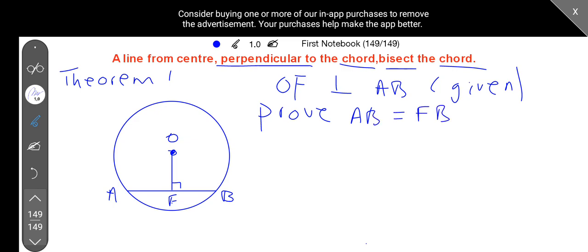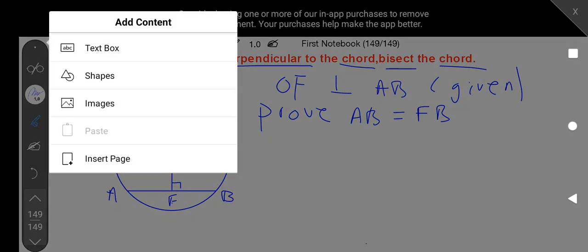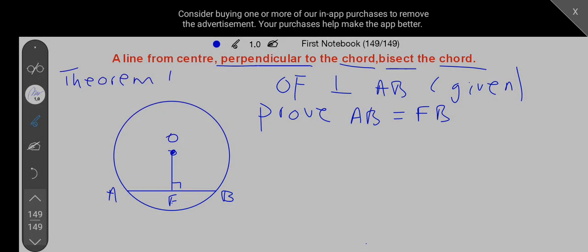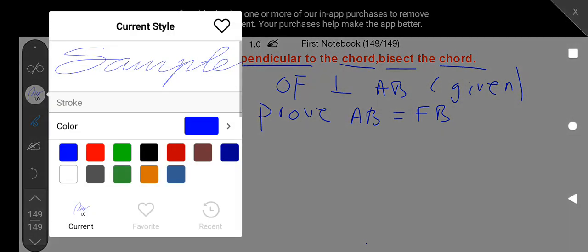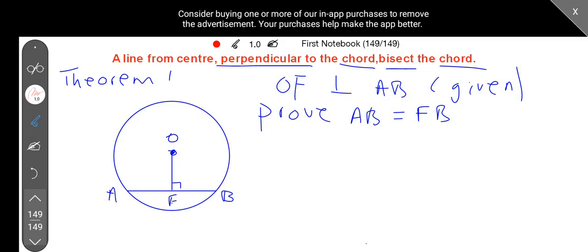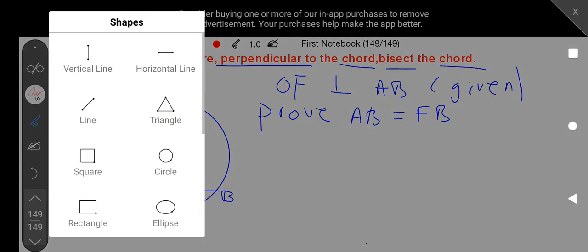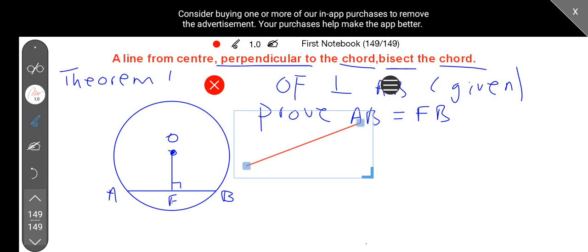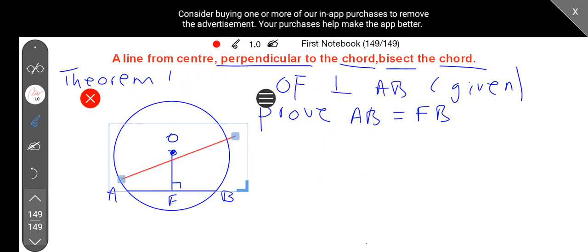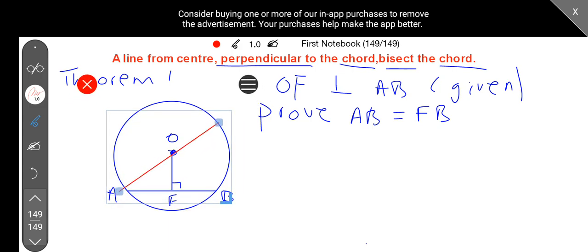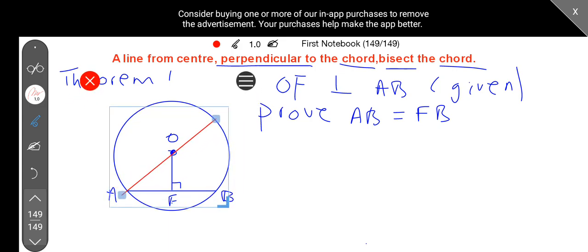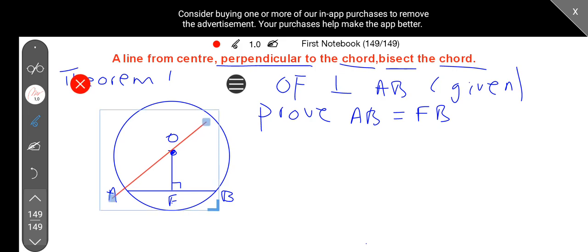Well, can we do that? Yes, we can. The way in which we prove this is by using congruence. Whenever you are proving a theorem, you must have construction lines. If you don't construct, they don't give you marks. So we're going to construct two hypotenuse lines, hypotenuse AO as well as hypotenuse OB.